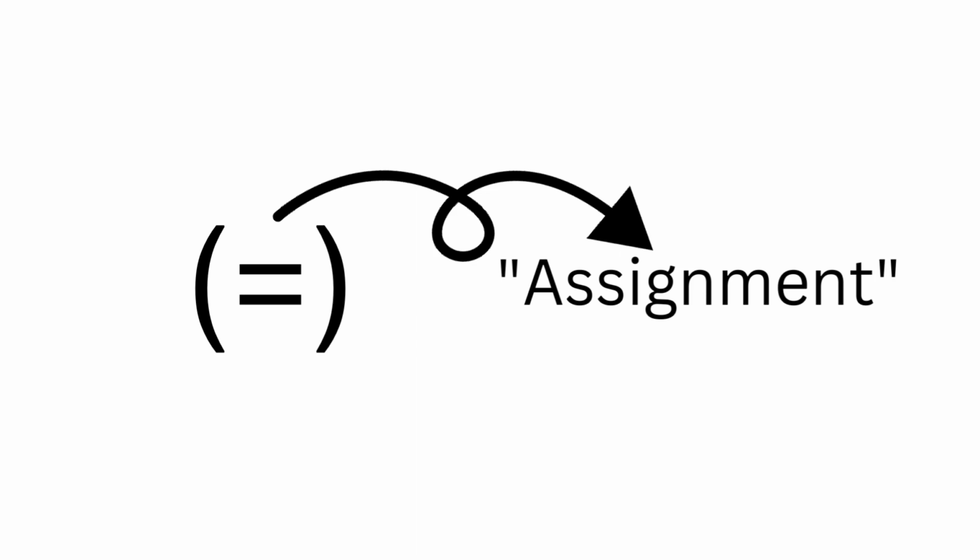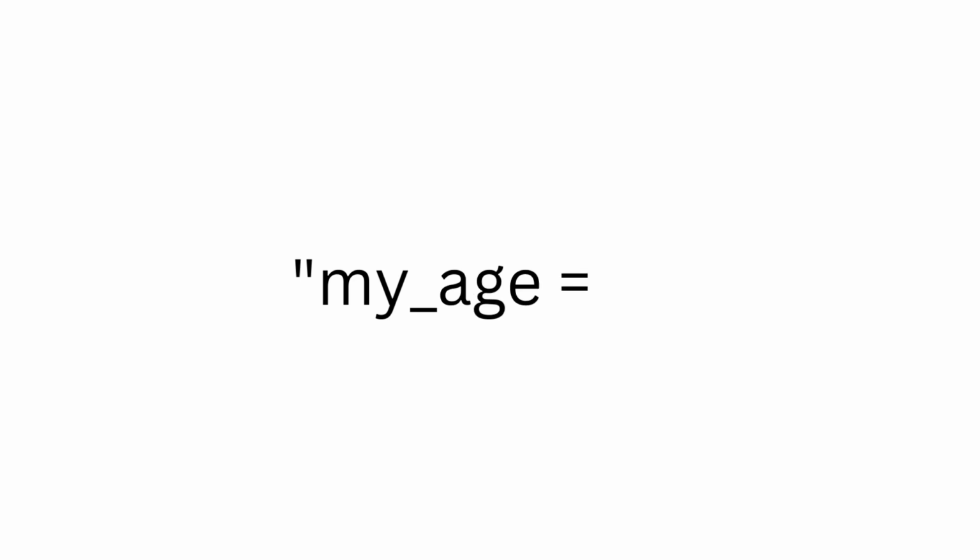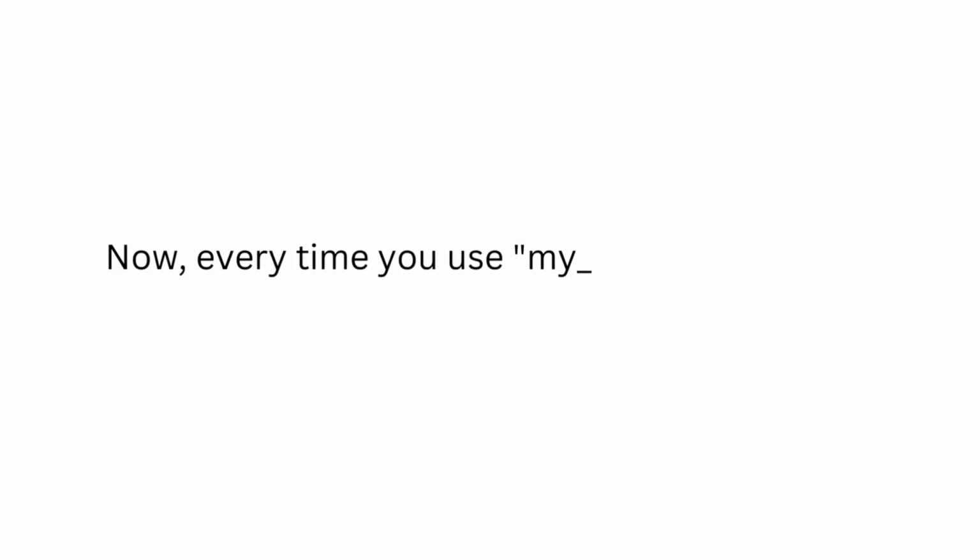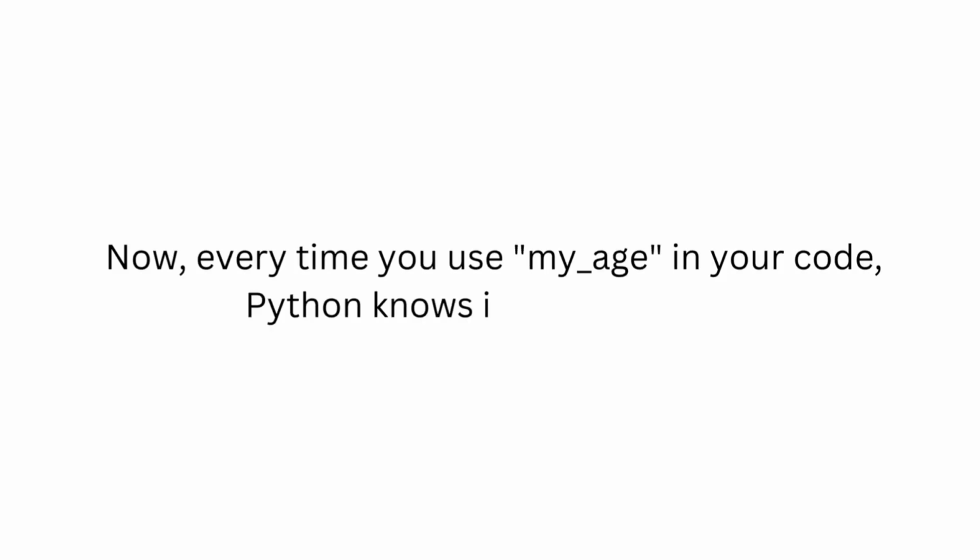Assigning values. Let's get practical. To put a value inside a variable, we use the equals sign. This is called assignment. For instance, if you have a variable named my_age, you can assign your age to it like this, my_age equals 25. Now, every time you use my_age in your code, Python knows it stands for 25.